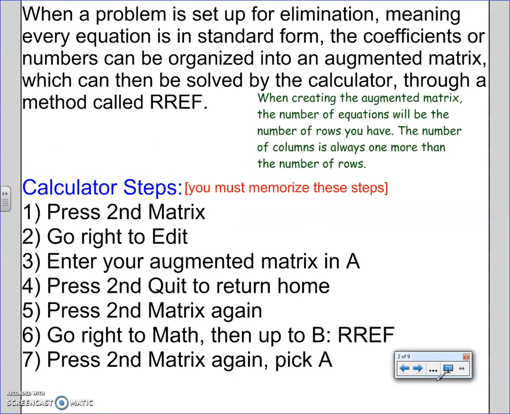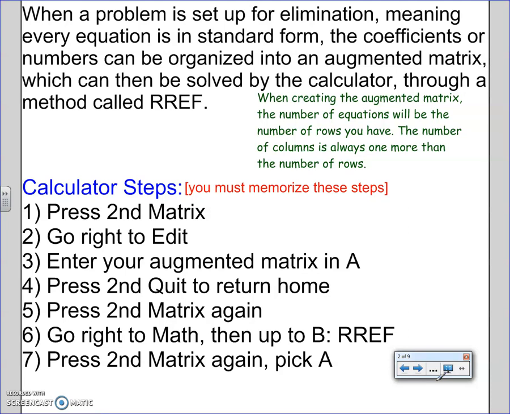When a problem is set up for elimination, meaning it's in standard form, the coefficients or numbers can be organized into an augmented matrix, which can then be put in the calculator and solved through a method called RREF, or reduced row echelon form. When you're creating that augmented matrix, the number of equations will be the number of rows you have, and the number of columns is always one more than the number of rows.